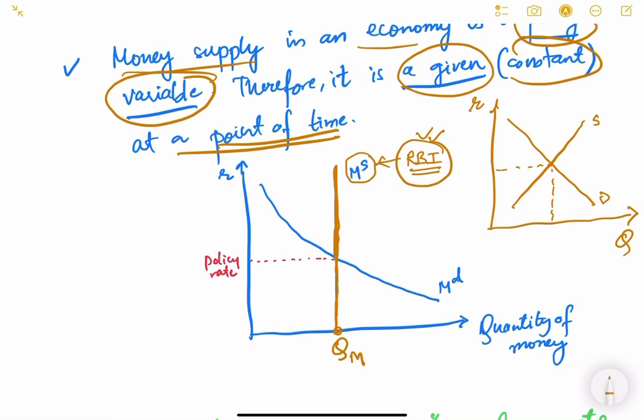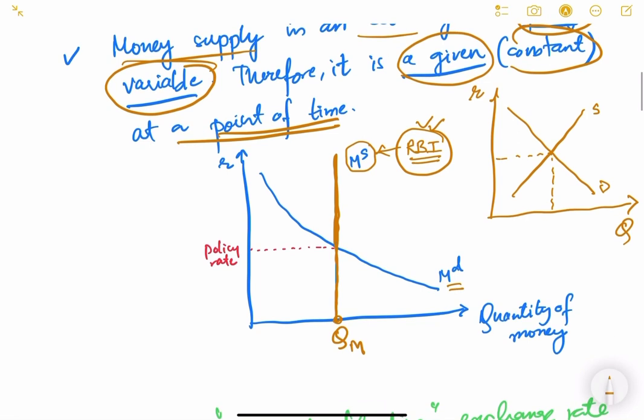And this is naturally the money demand, which is a downward sloping curve. It is downward sloping because as your interest rate increases, the demand for money will decrease. So that is a normal demand curve.